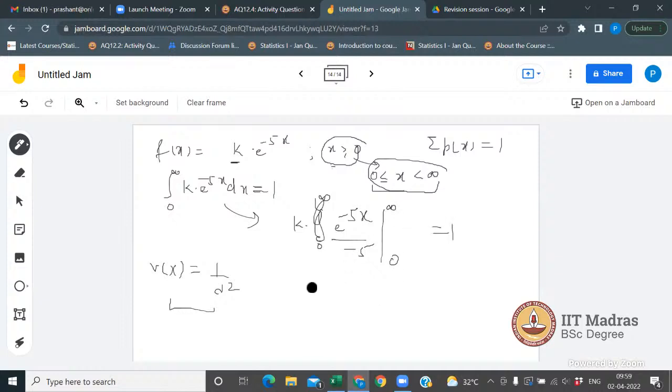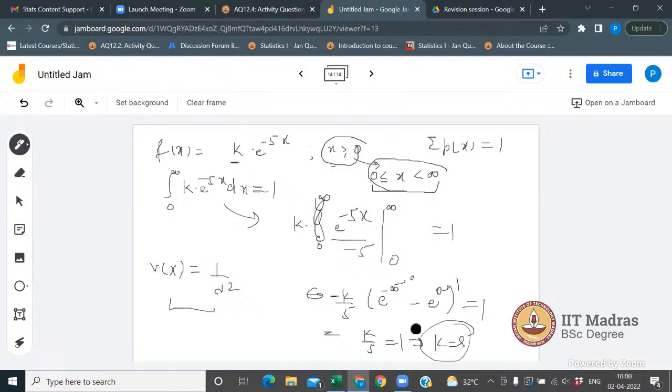So I can write this as minus k upon 5 times, e raised to power minus infinity minus e raised to power 0. And you know e raised to power minus infinity is 0, and e raised to power 0 is 1. So it will be k by 5, and k by 5 equals 1. That means k is 5.